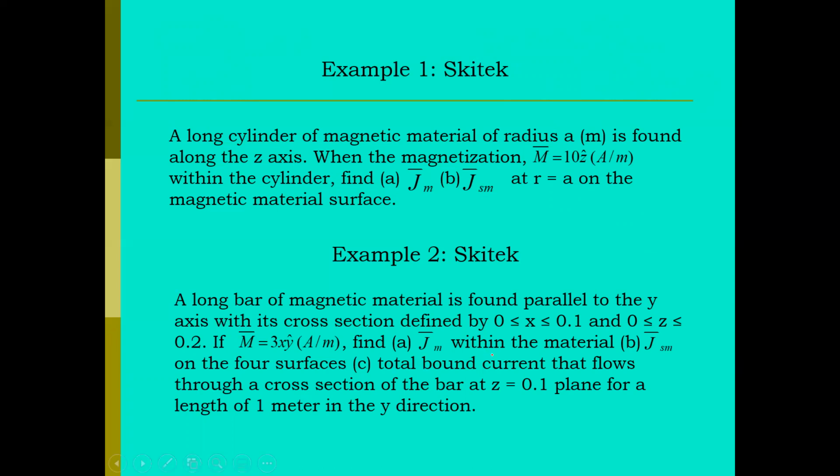Okay, so let's have a look at these particular problems. We are given a long bar of magnetic material parallel to the y-axis with its cross-section defined by x and z as given here. So let's draw the structure then. We can sketch it to look like this.